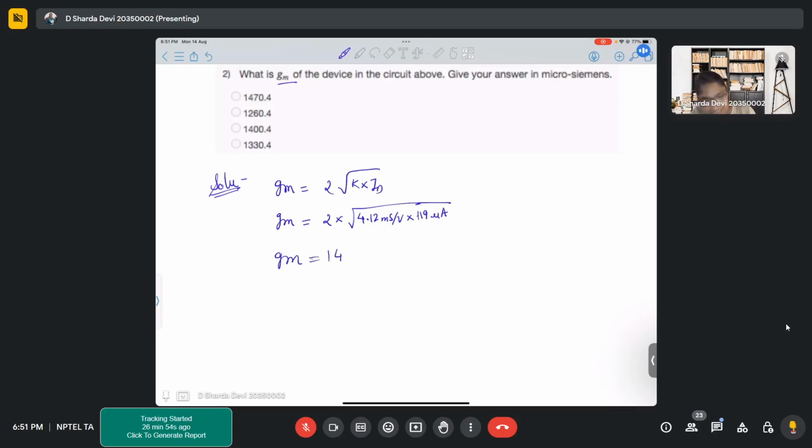Option C, 1400.4. What will be the unit? Microsiemens. Yes, microsiemens.